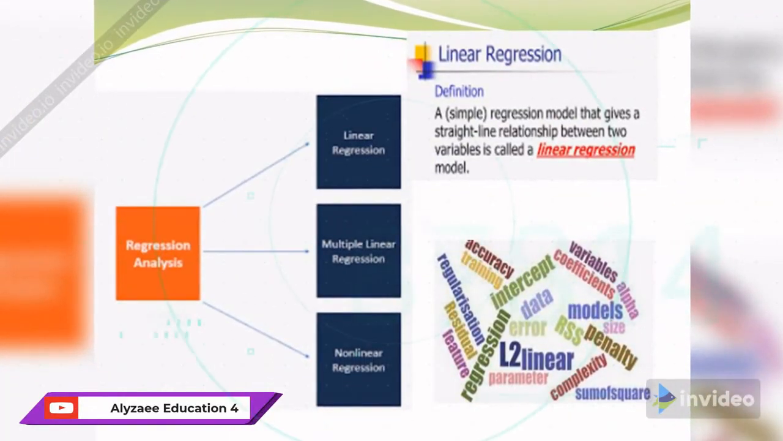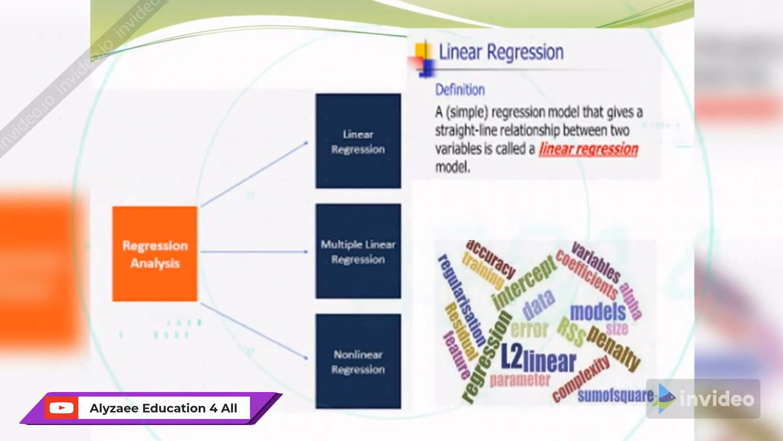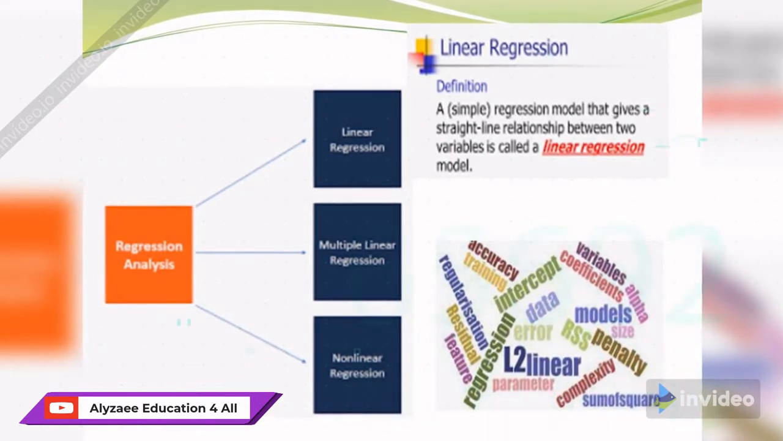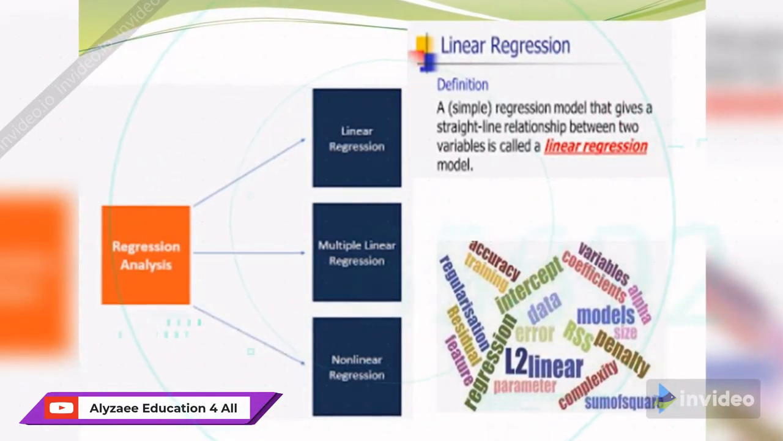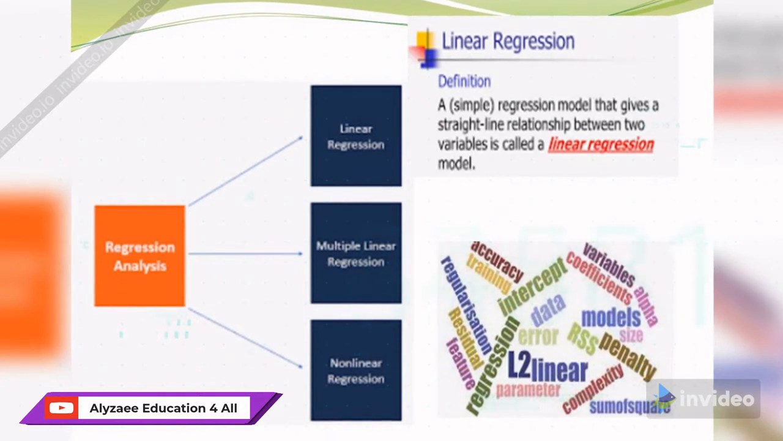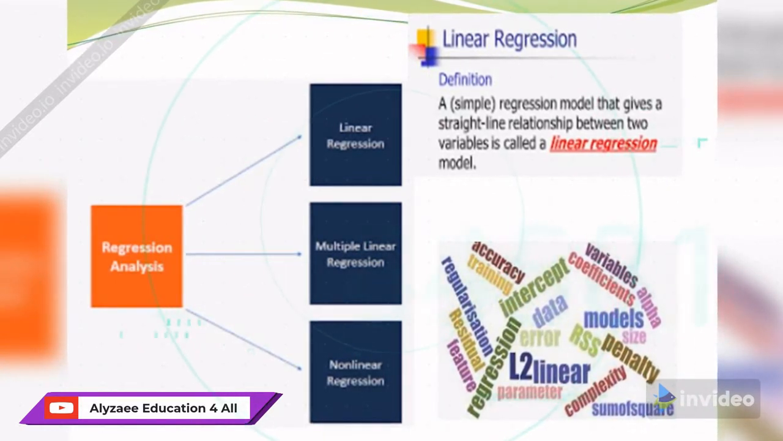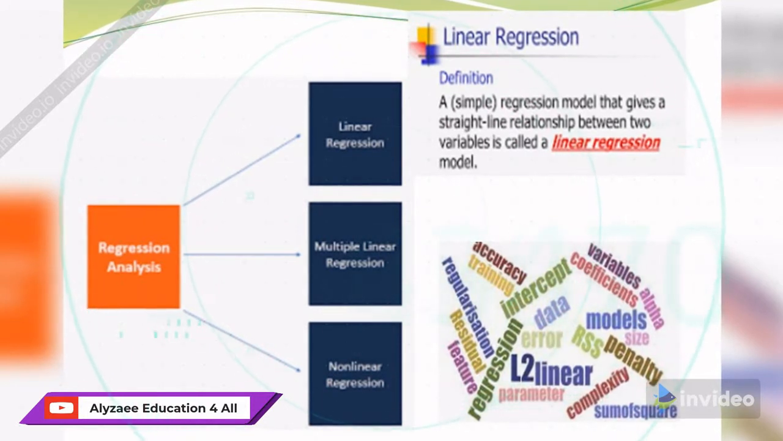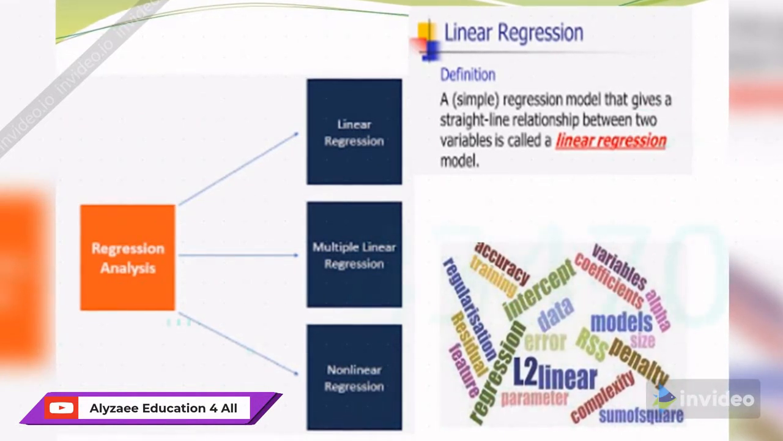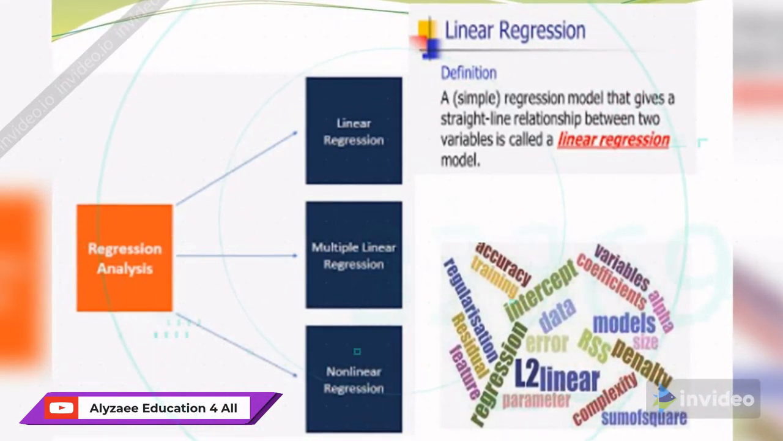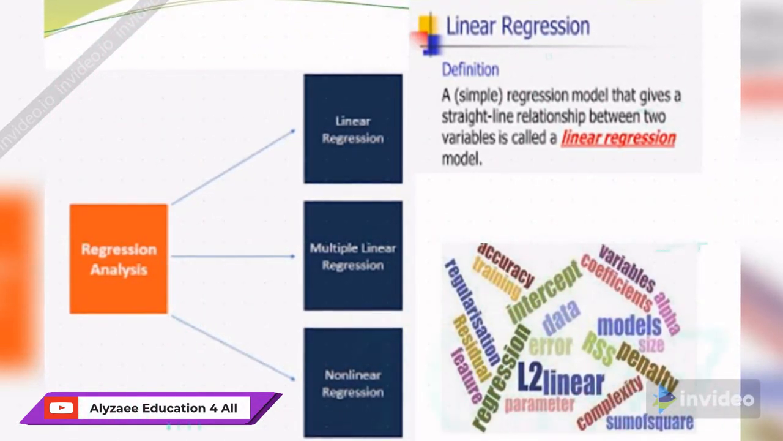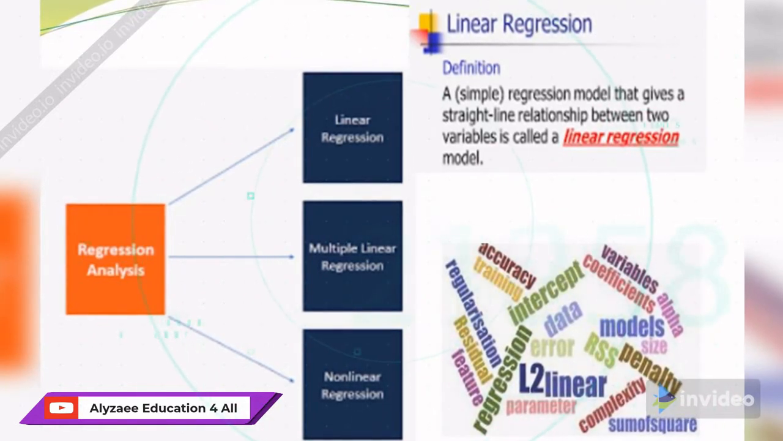Here in regression analysis, we can see three components: linear regression, multiple linear regression, and non-linear regression. So what is linear regression? We have to look at the definition of it. A simple regression model that gives a straight line relationship between two variables is called a linear regression model. In the linear regression model, we can see different words such as penalties, complexities, models, coefficients, variables, intercepts, regularizations, residual. These are different words used in linear regression. The basic idea of linear regression is that it is a simple straight line between two variables.